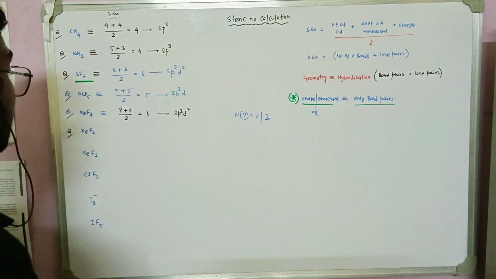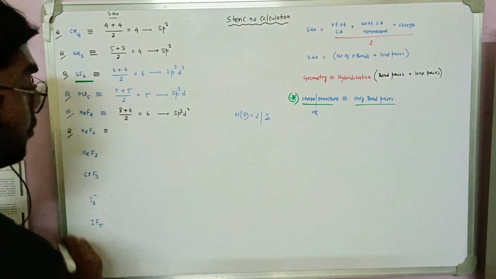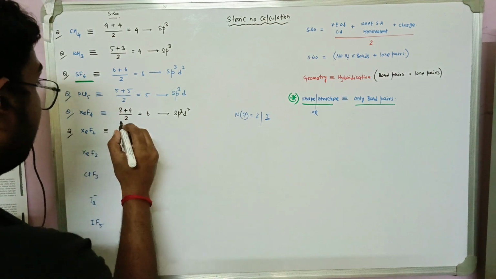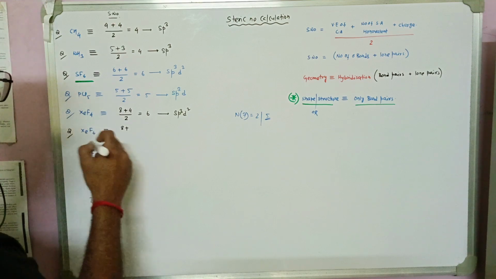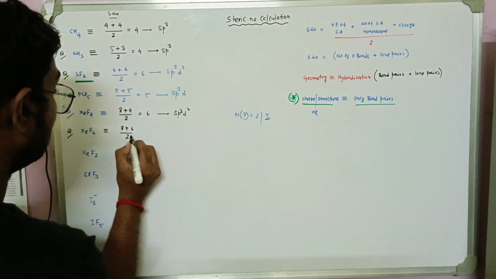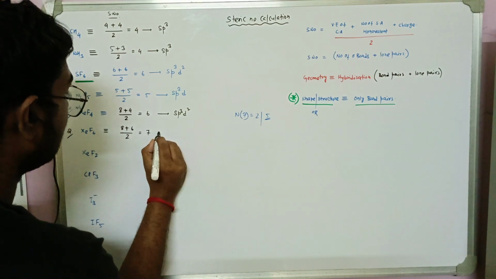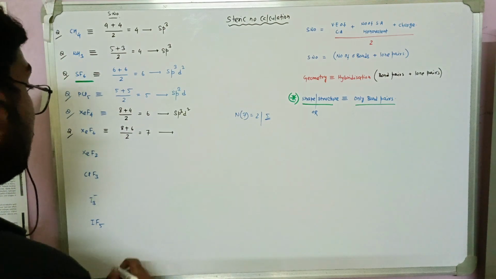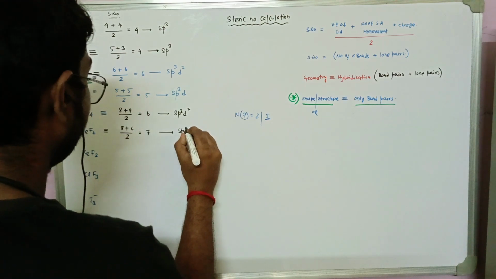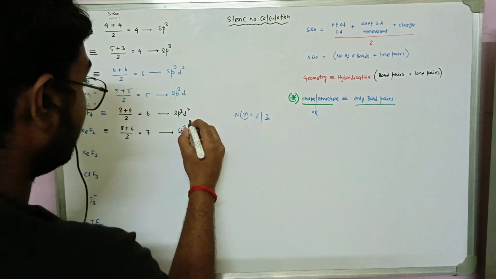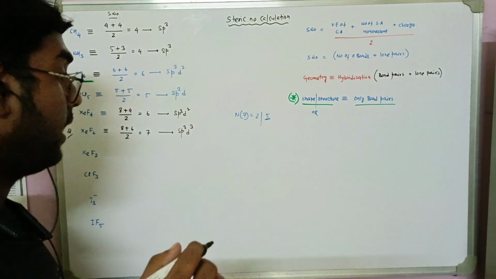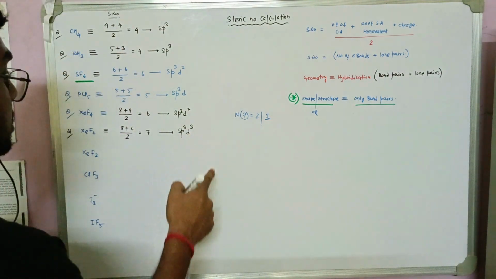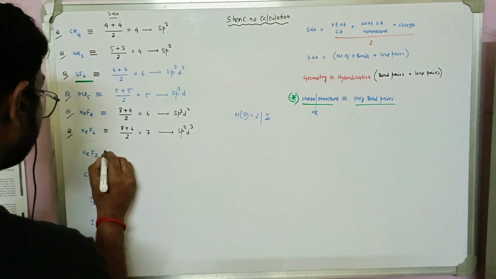The next question contains XeF6. We know the valence electrons of xenon is 8 because it is a noble gas. So 8 plus the number of side atoms which are monovalent, 6, divided by 2. So we will be having our steric number to be 7, which implies the hybridization to be sp3d3. Yes, for sp3 there are 4, we have to add again 3 d orbitals. So the hybridization will be sp3d3.